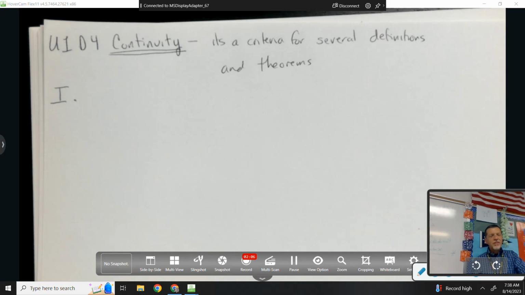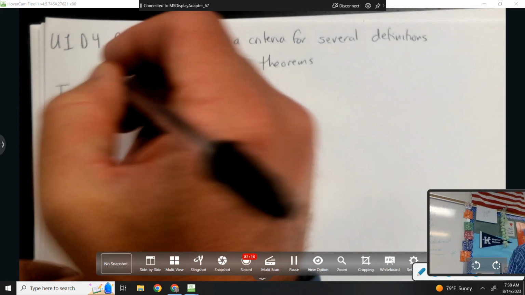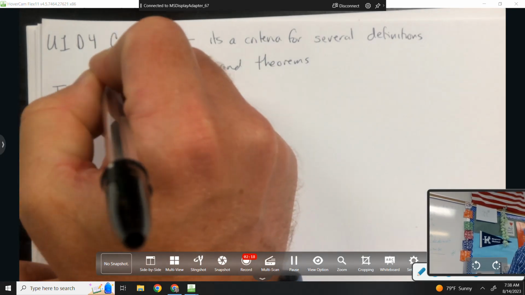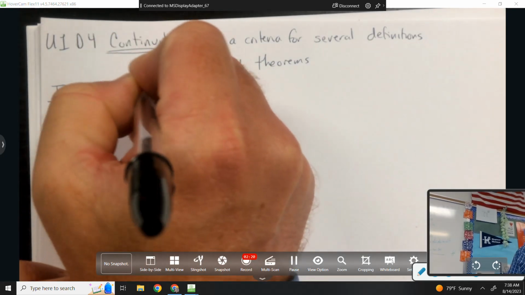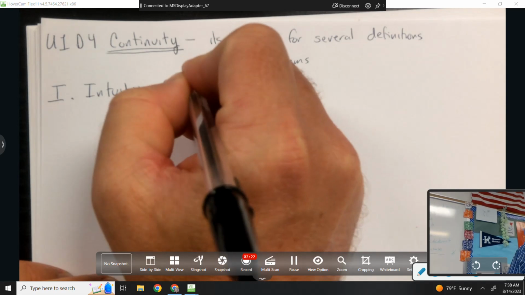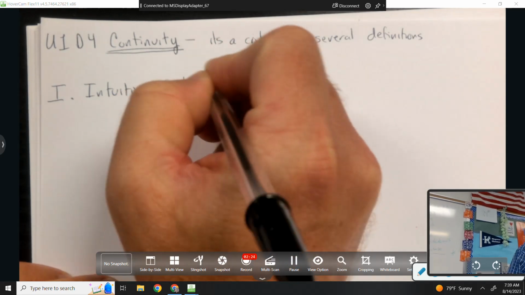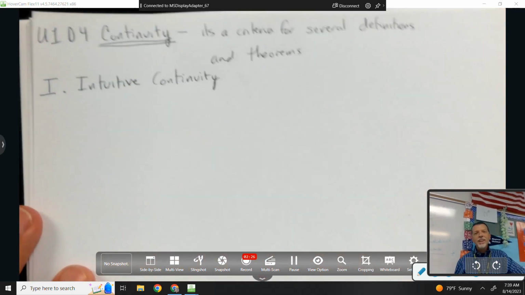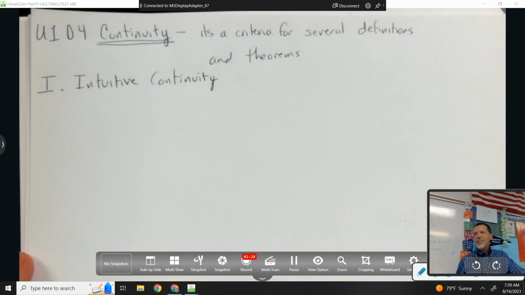I haven't come up with a good title for Roman numeral 1 and Roman numeral 2. Roman numeral 2 is going to be like the technical definition. So there's Roman numeral 2. Roman numeral 1, intuitive continuity. I just made that up. You won't find that phrase in a calculus book. But I think this first section is like, yeah, that just makes sense. I can figure that out. That graph's continuous, that graph's not.